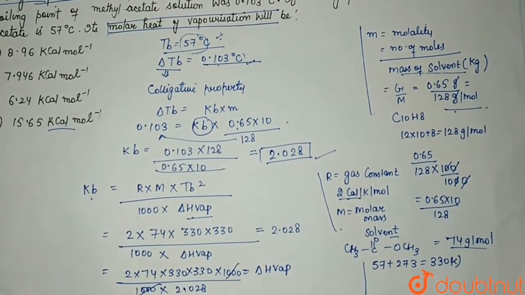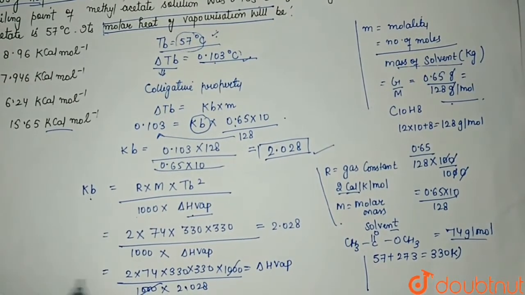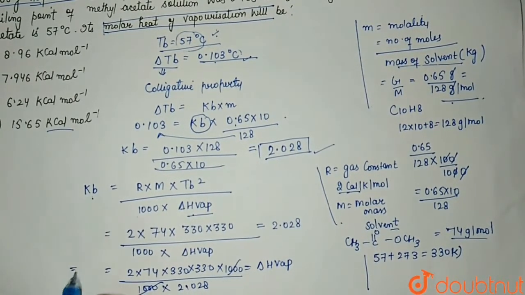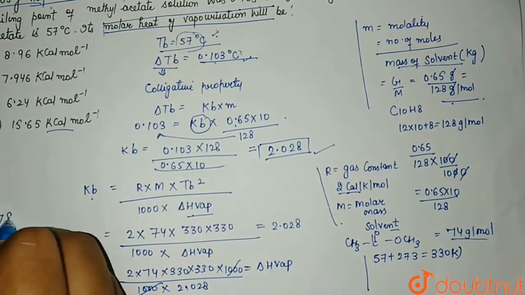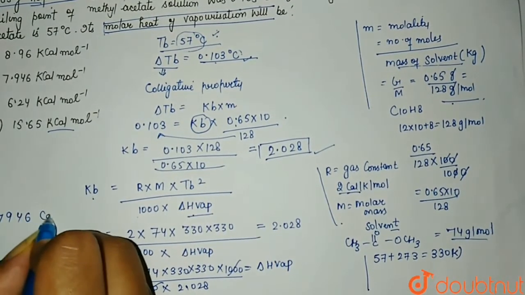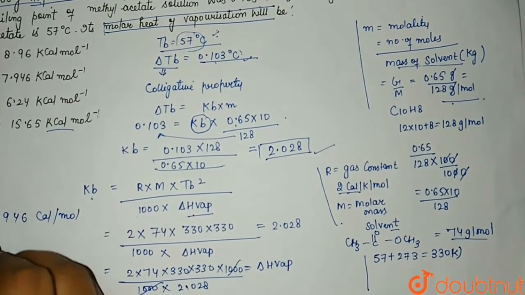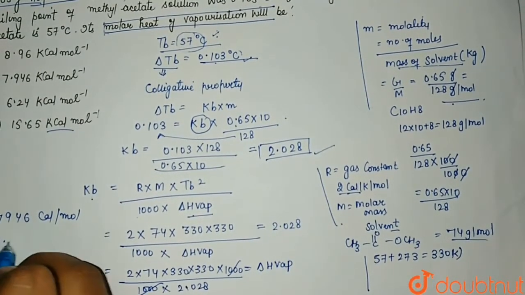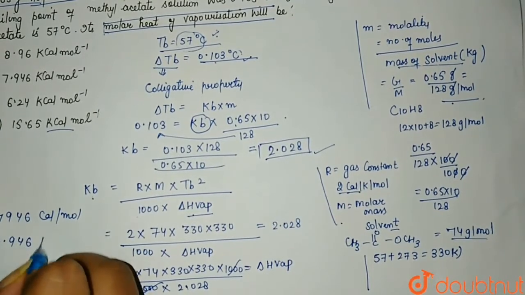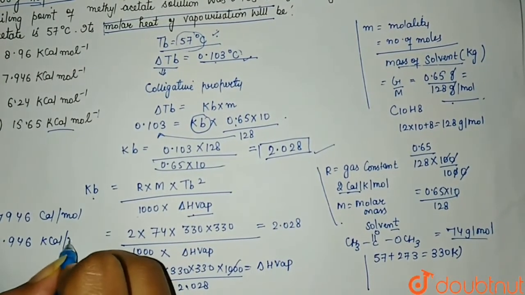This will get cancelled out, and after solving this, you will get your delta H of vaporization comes out to be 7946 calorie per mole. Now the answer is in kilocalorie, so we have to divide it by 1000, so it comes out to be 7.946 kilocalorie per mole.